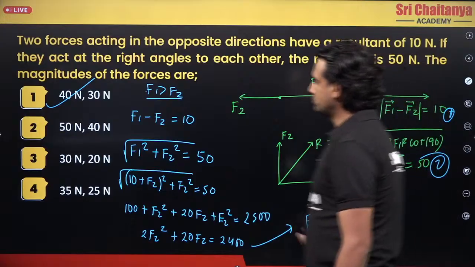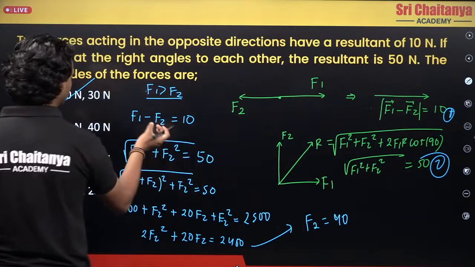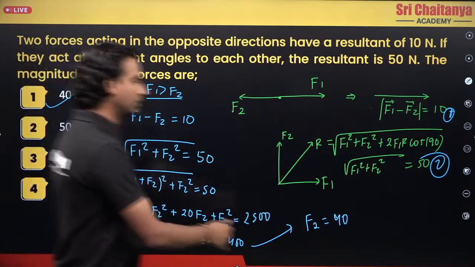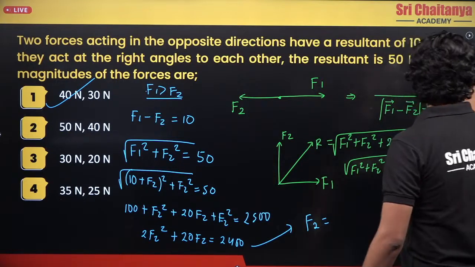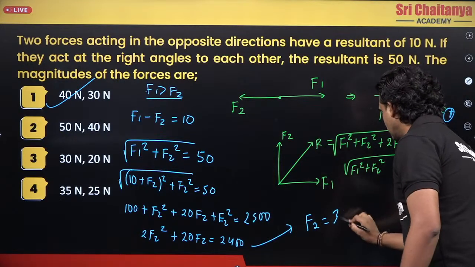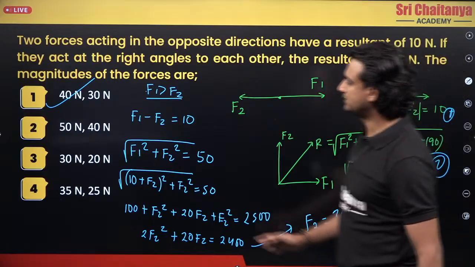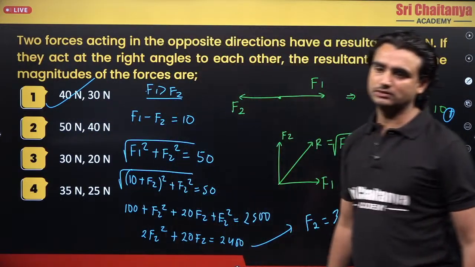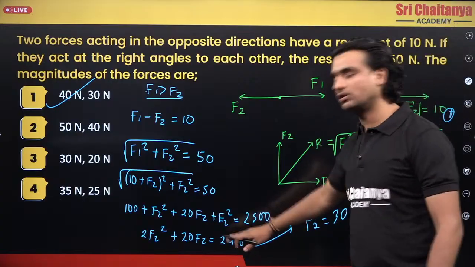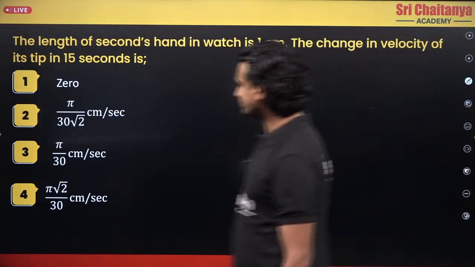When you substitute this, you will get the other force as 30. When I take one force as 30 and put it here, I get the other as 40. So these are the correct answers which we get. Please try to solve this quadratic equation, and you'll get your answer.